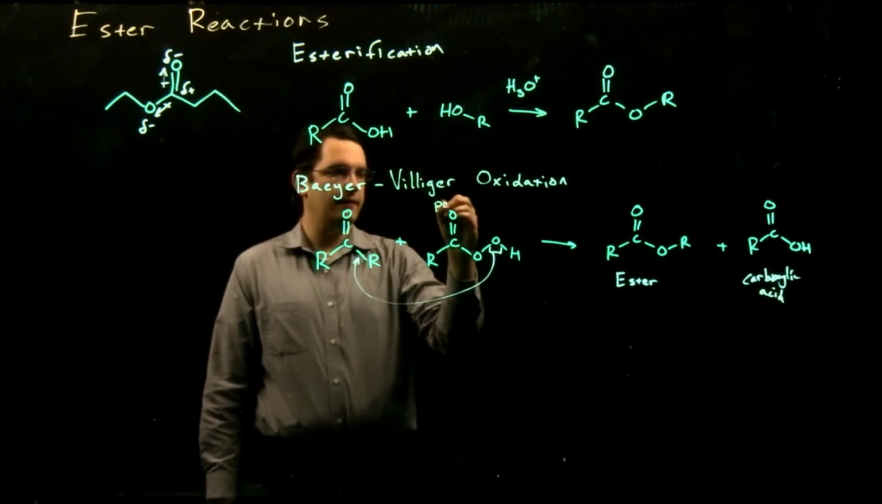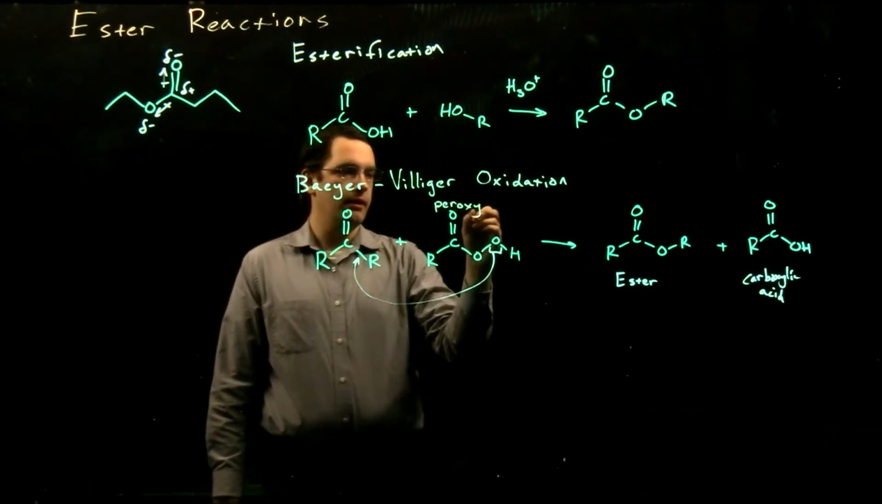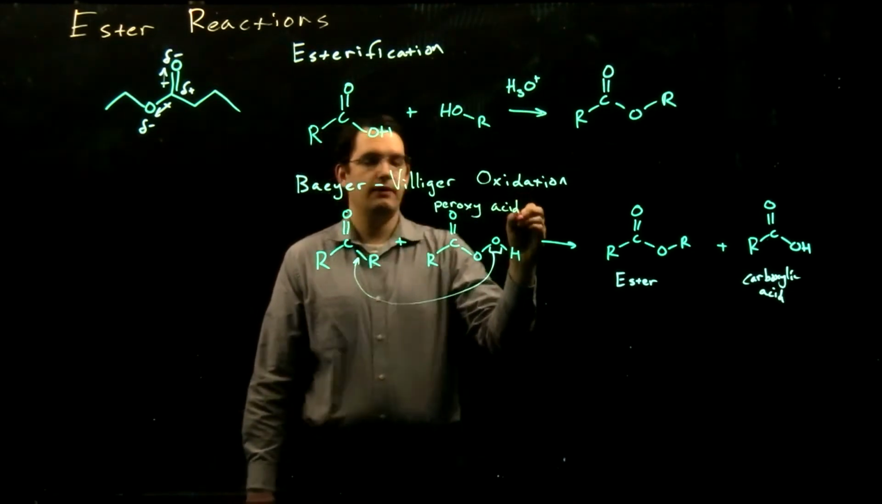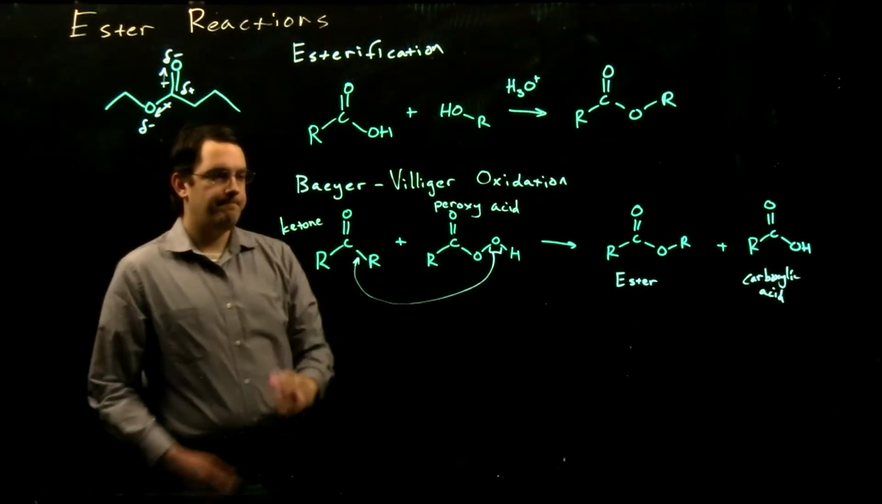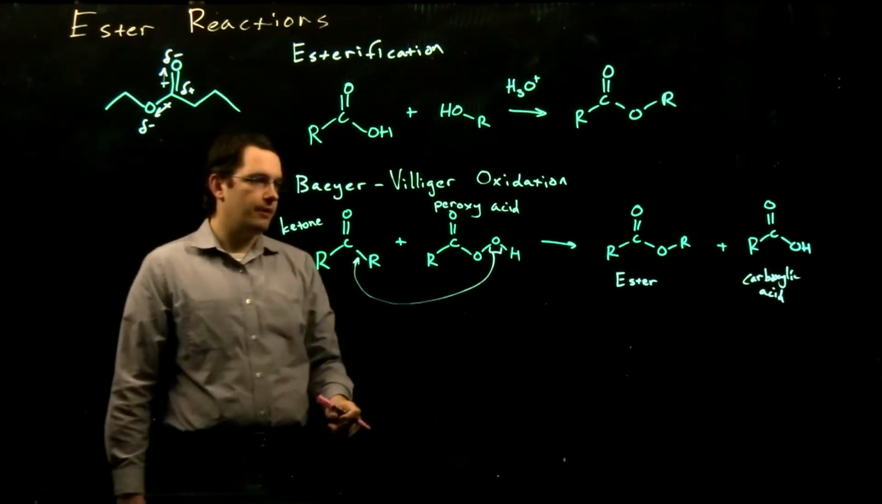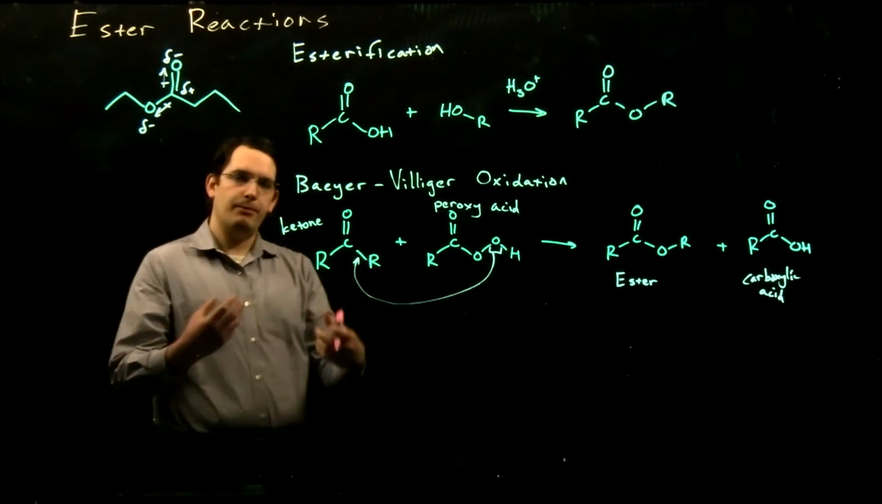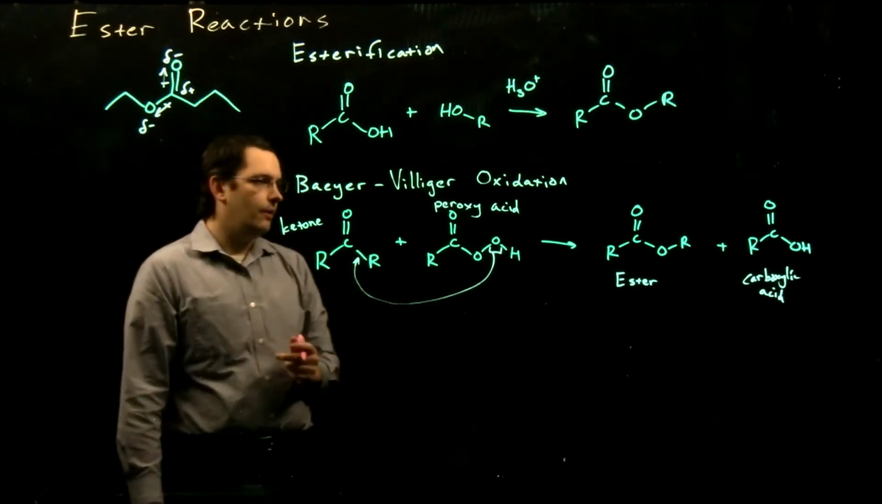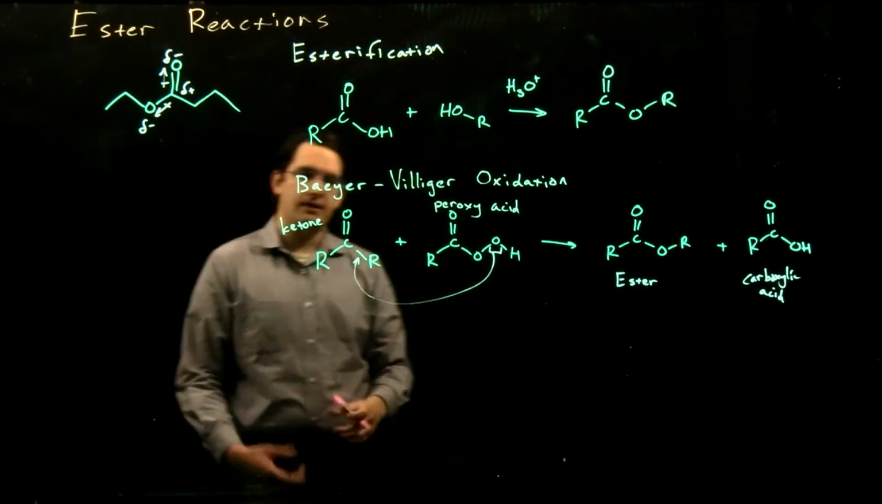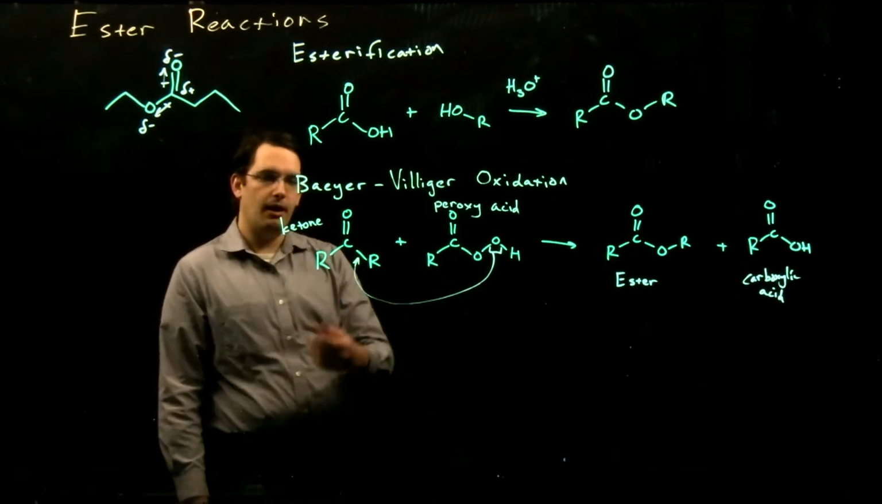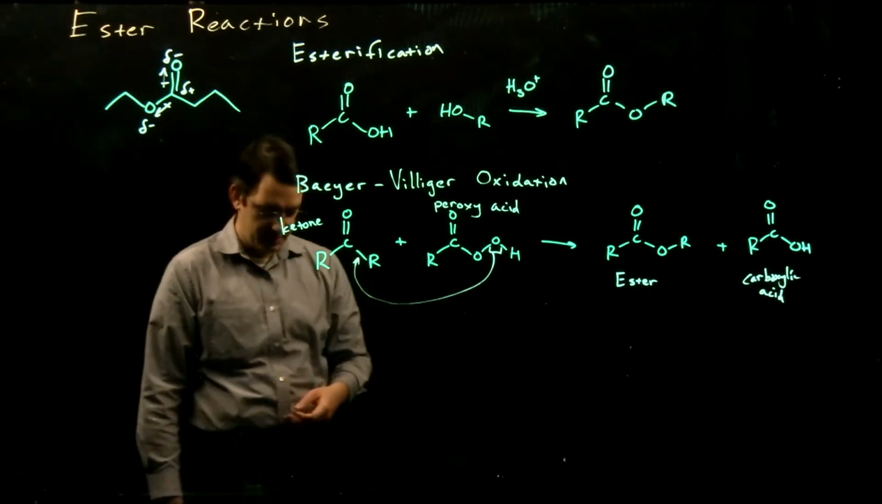Here's our peroxy acid, and of course here is our ketone over here on the left. So it's somewhat of an unusual reaction because we're actually temporarily breaking that and inserting a new oxygen here. But it allows us to create very specifically an ester from whatever our ketone structure happens to be.